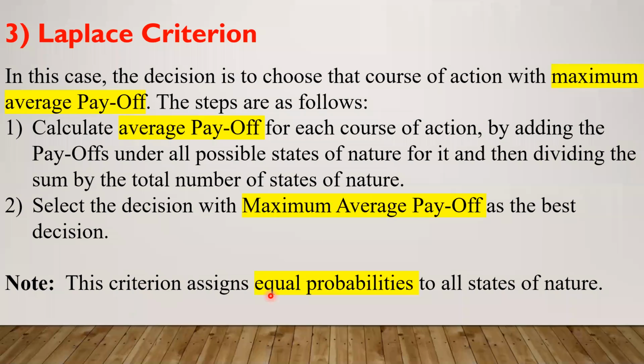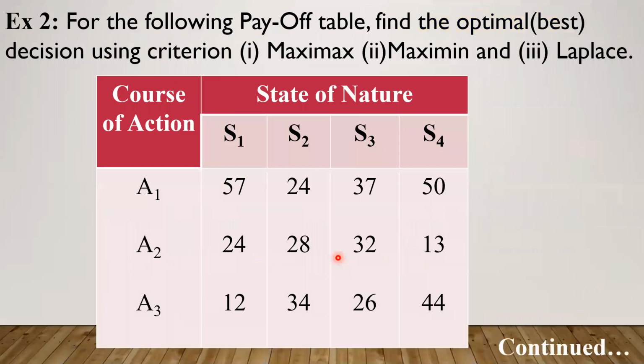So this criterion assigns equal probability to all states of nature. Na maximum, na minimum. He is giving equal opportunity, equal probabilities. He is assuming equal probability for all states of nature. So these are the three criterions which we have discussed, and the examples also.